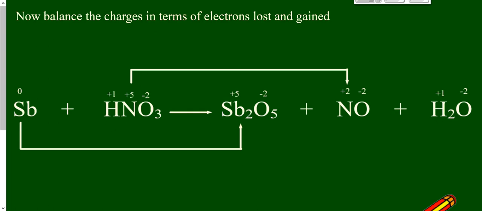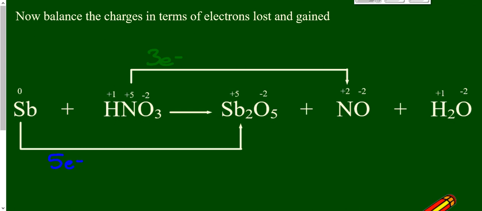So I've assigned all the oxidation numbers for you. You can see antimony has gone from an oxidation number of 0 up to an oxidation number of +5. It was oxidized because it lost 5 electrons. The nitrogen went from +5 down to +2. It was reduced because it gained 3 electrons.